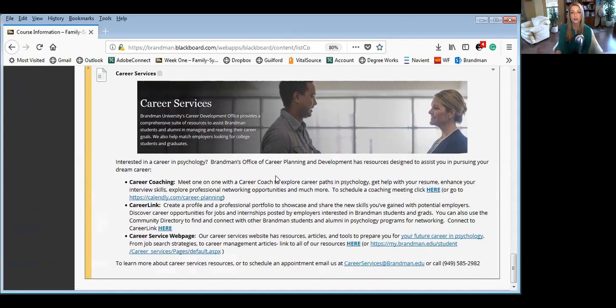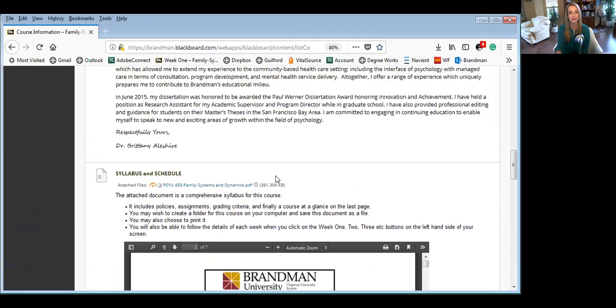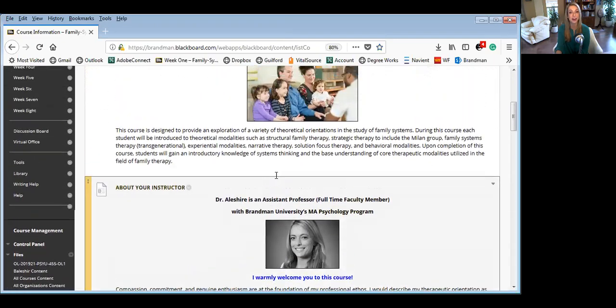Career Link creates a profile and a professional portfolio that showcases the skills that you gained to potential employers. And also the Career Services general webpage, where you can go to find out some general information about how the career services offering might be helpful to you. It does resumes, curriculum vitae, and in-person appointments, which I think is also really valuable, and it's basically career guidance.